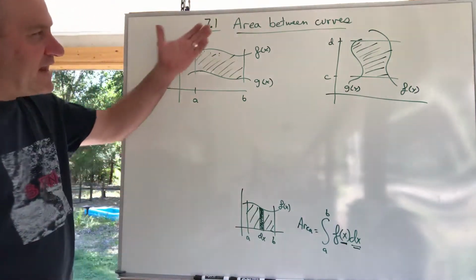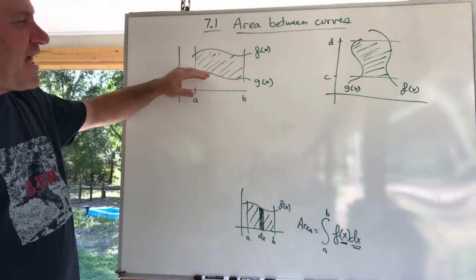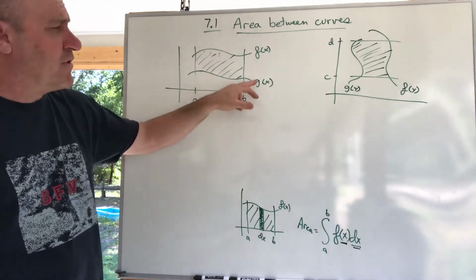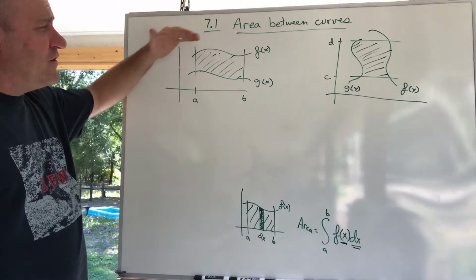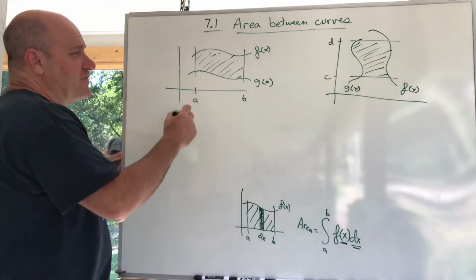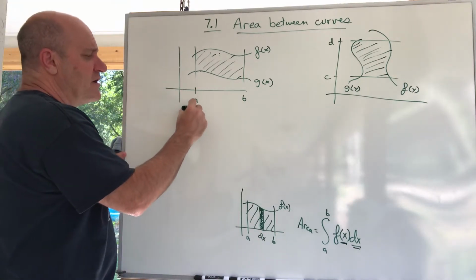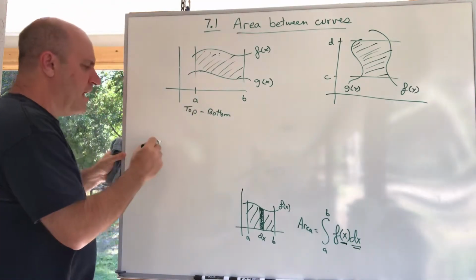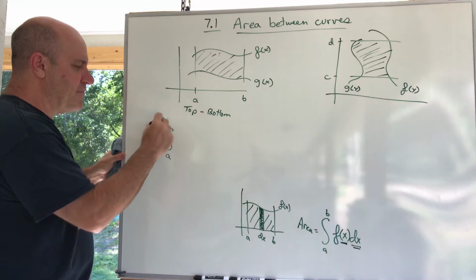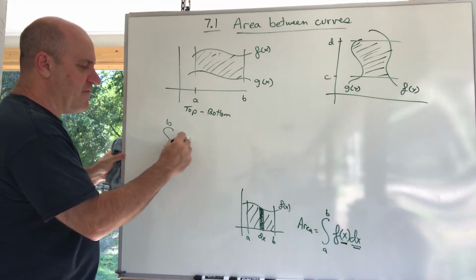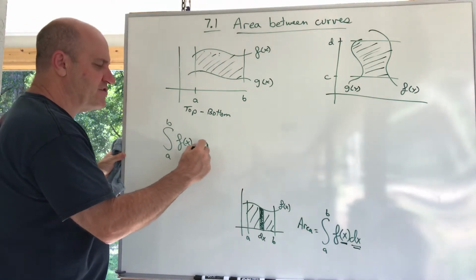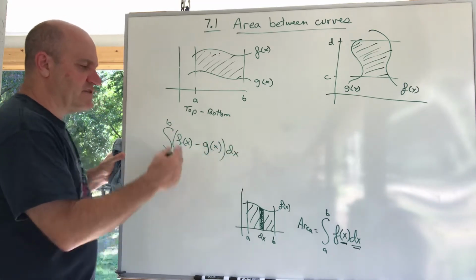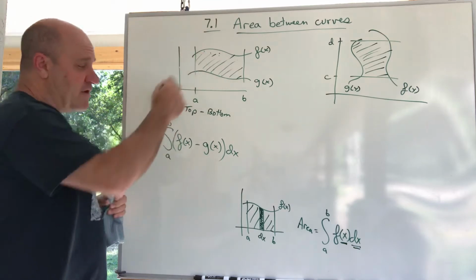Well, we get area between curves if I have a bottom curve. So if I have a top curve called f of x and a bottom curve called g of x, then I use the catchphrase top minus bottom. So I set up an integral from a to b, and it's the f of x function on top minus the g of x, which is on the bottom, with respect to x. So I subtract the two functions, and that's the area between the curves.